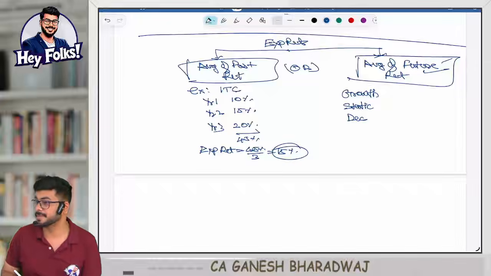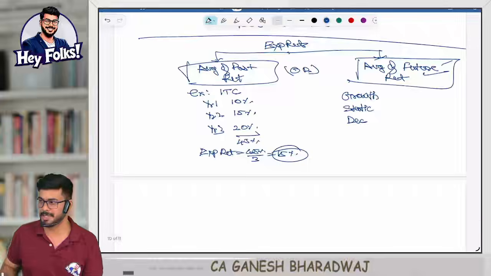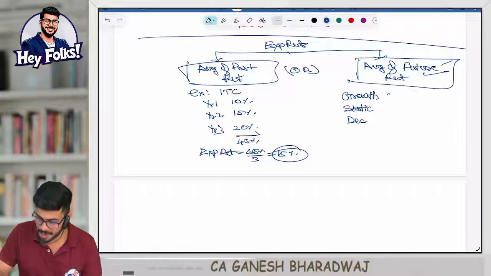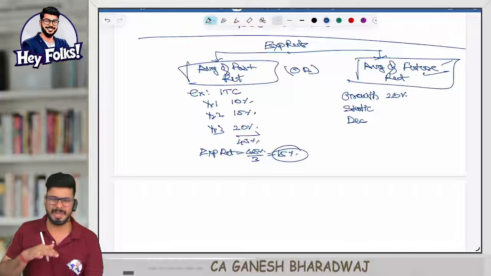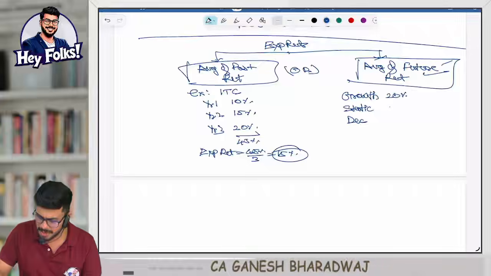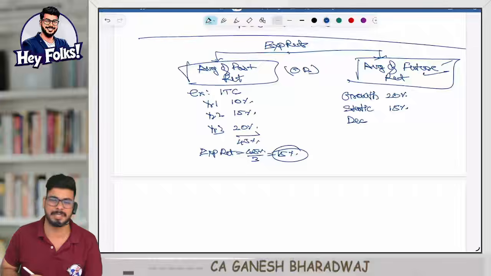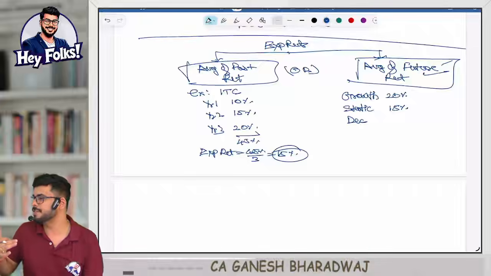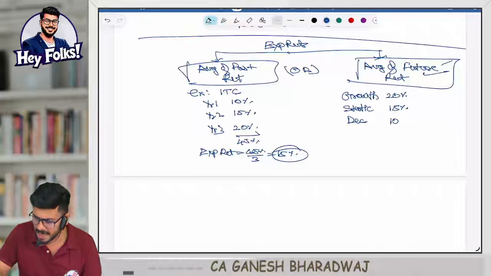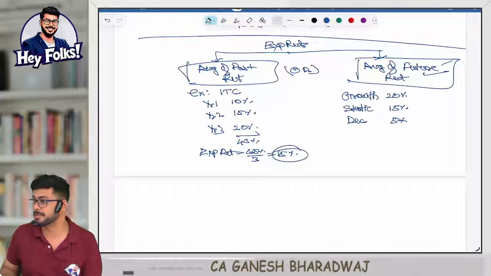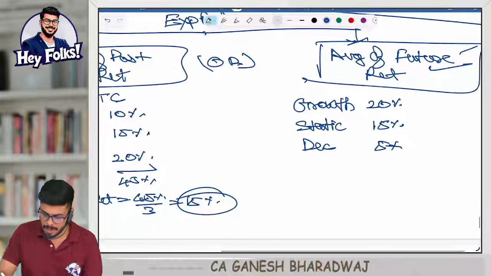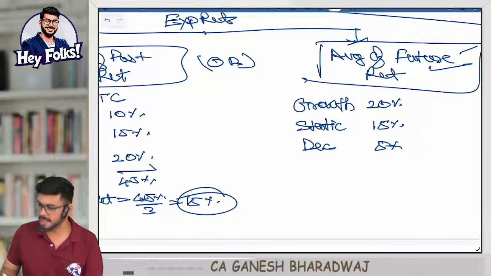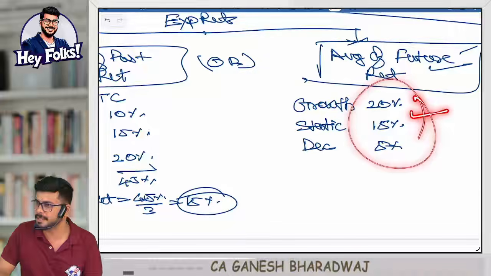Is that clear, guys? Now, if the growth happens, I know that this company will give me roughly about 20% return. If it is going to be static, not much movement, maybe it will give me about 15% returns. And if there is going to be a decline, then let's expect about 5% return from this company. Is this clear? Now there are three different figures here. Out of this, what to expect?